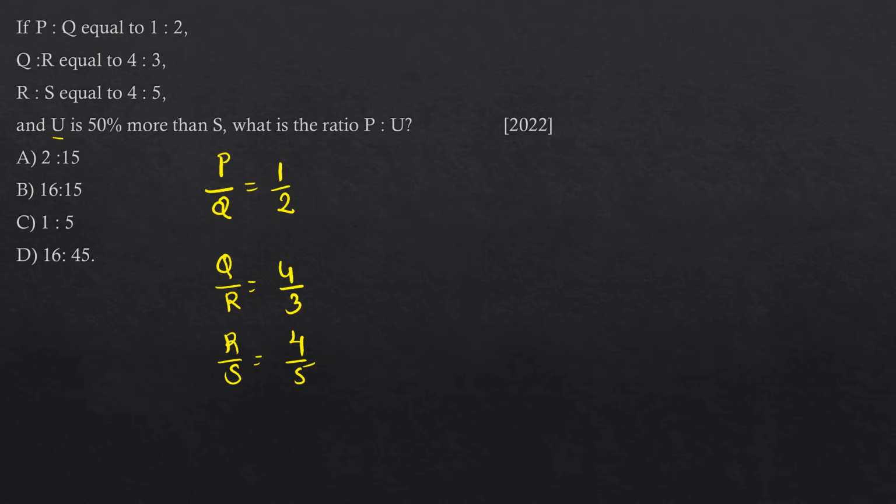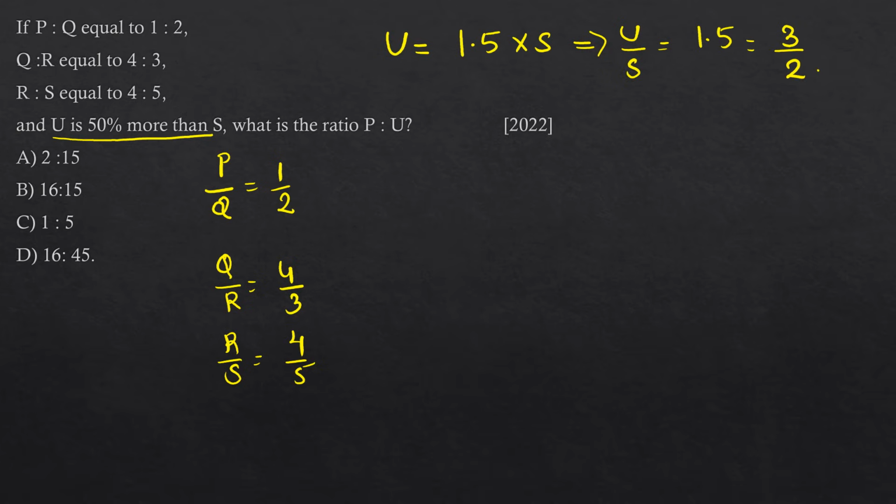Now one more piece of information is given. U is 50% more than S. That means U is equal to 1.5 times S. That is what 50% more means. From this we get U by S is equal to 1.5. 1.5 in fraction is 3 by 2. Okay. Now we have to find the ratio P is to U, that is P by U. This is to be found.